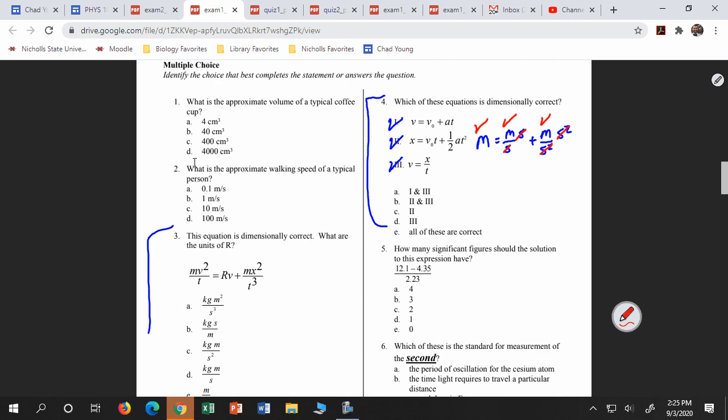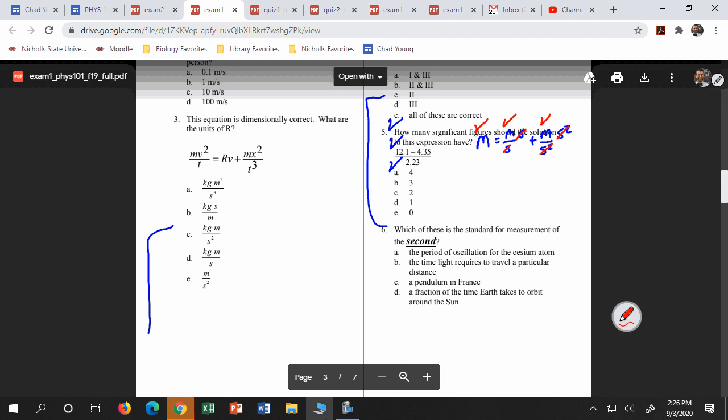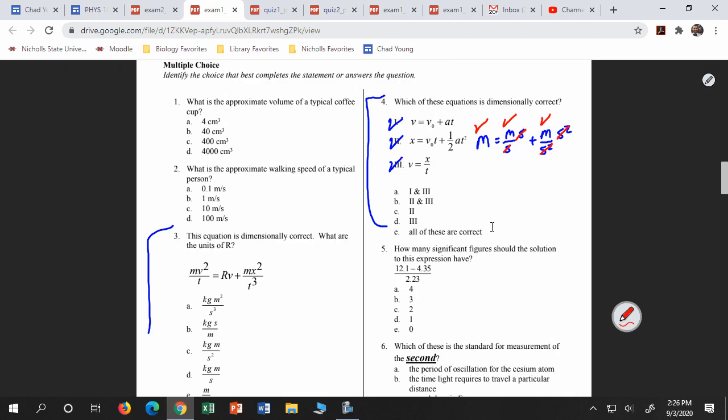We'll look at another one. Actually, let's look at number 3. In number 3, I want to find out the units of R. Oh, that was a little tricky. So what I have to do on this one is solve the entire equation for R. It's going to look like this: R is equal to mv squared over t plus mx squared over t cubed, divided by v.